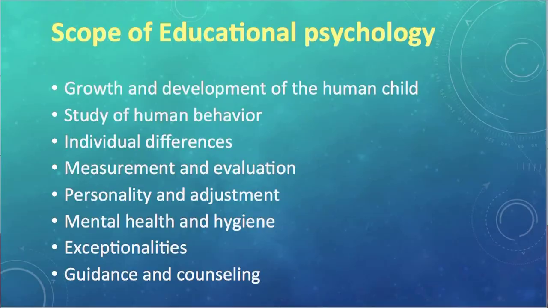So the area of study under this scope is very wide, and educational psychology studies the growth and development of an individual from the time of conception of the fetus in the mother's womb till the time of death. Then the study of human behavior, the most important thing, and psychology itself is a study of behavior. So human behavior is the most important area of study under the scope of educational psychology. It studies human behavior.